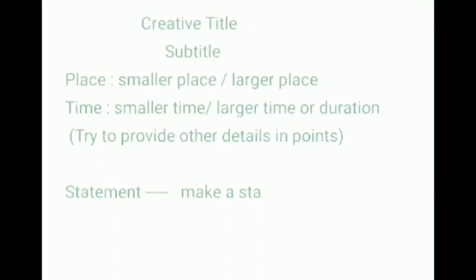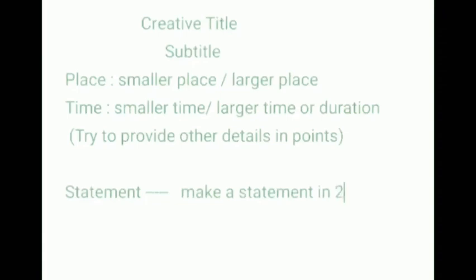Okay, that means all the students are requested, advised, invited. Now be careful, this statement is going to be written in passive form. You should not use active form. That means we are inviting the student, or we invite the student. You should not write like that. Instead you should write all the students are invited or requested or asked.